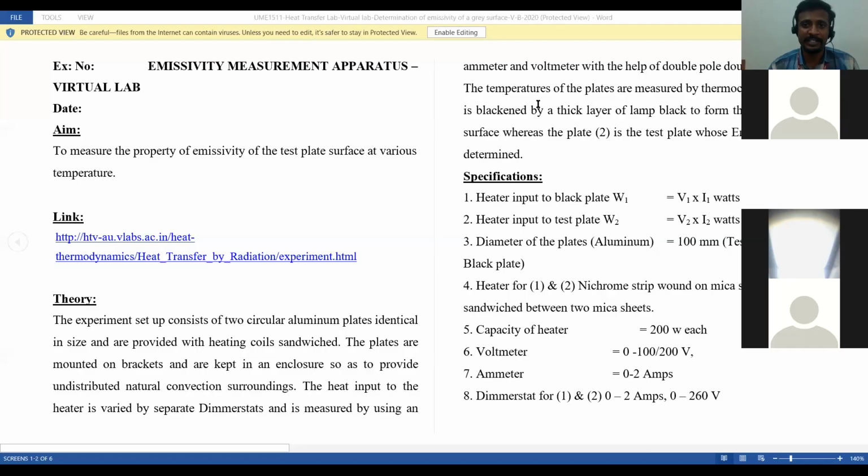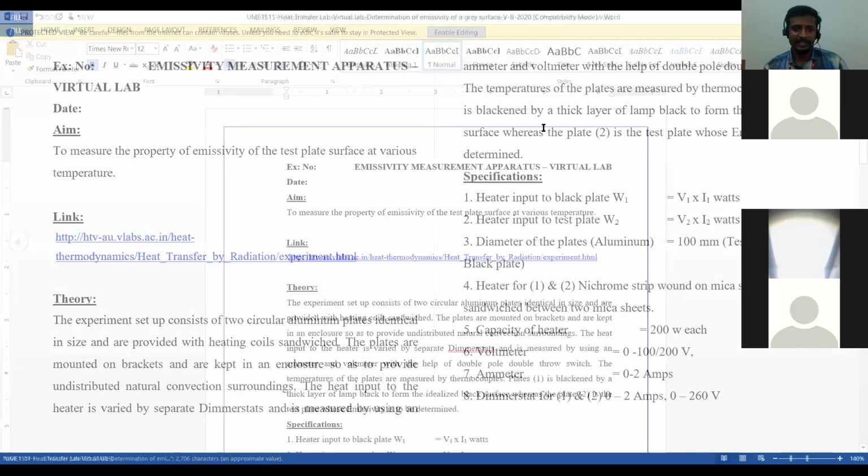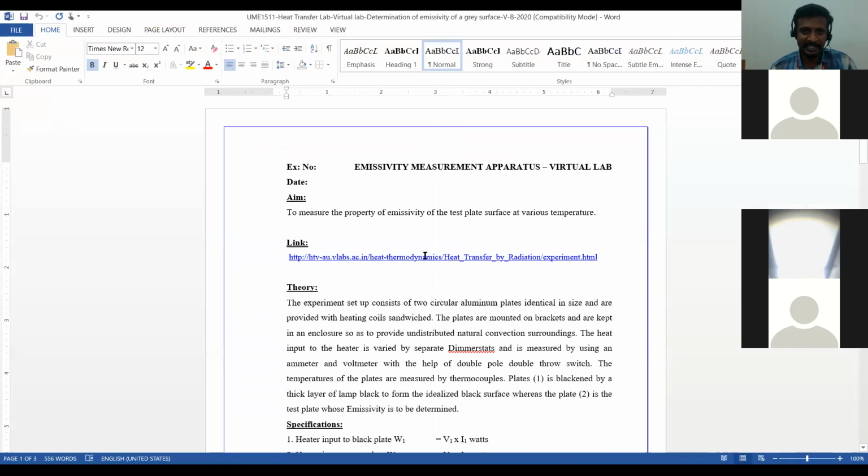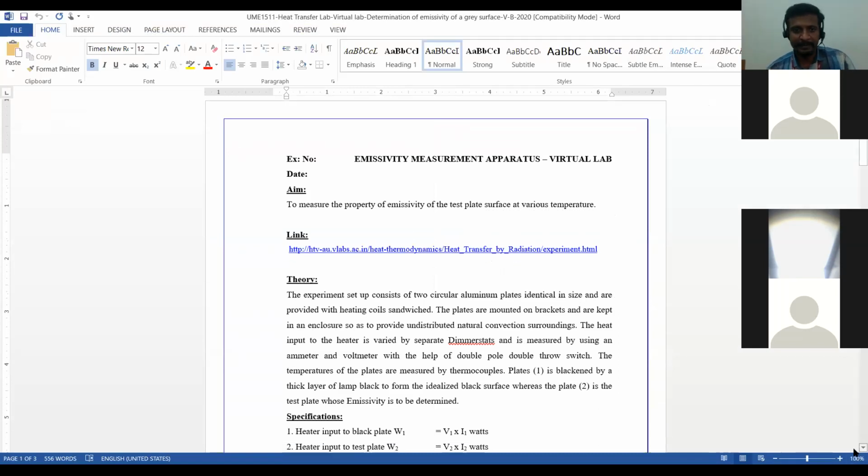Okay, this is the document that has been uploaded in your intranet. You can see now. Okay. So this gives you the link, the simulation link that I have shown you, as well as the procedure.